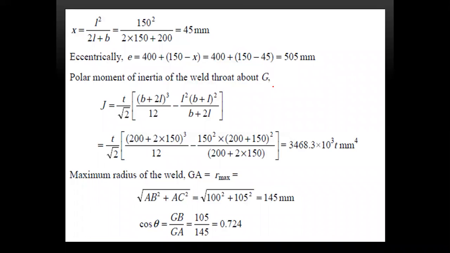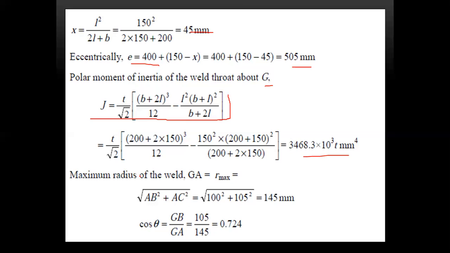L square by 2L plus P. Therefore, 150 square divided by 2 into 150 plus 200. Small e is equal to 400 plus 150 minus x. Therefore, e is 505 mm. The polar moment of inertia about G uses this formula, which is available in the design data book. Substituting all these values, you finally get the Z value.